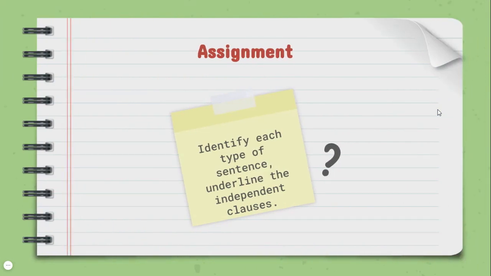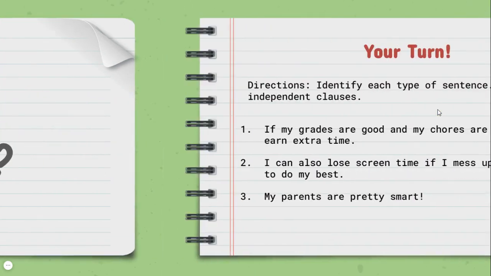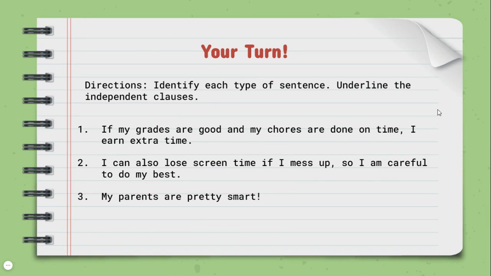Your assignment is to identify each type of sentence and underline the independent clauses. You can pause the video here so that you have time to write the sentences and complete the exercise. The directions here say identify each type of sentence. So you have simple, compound, and complex. Underline the independent clauses.